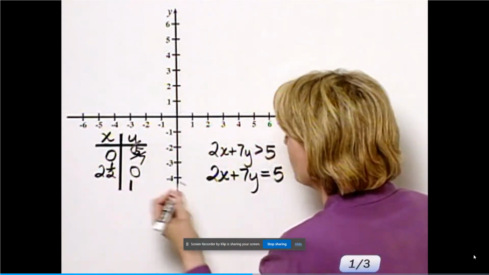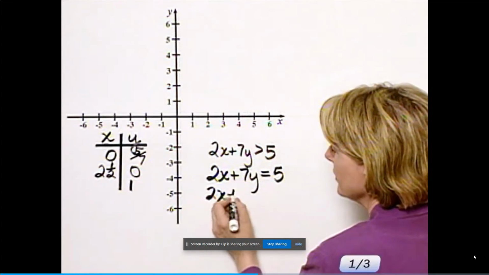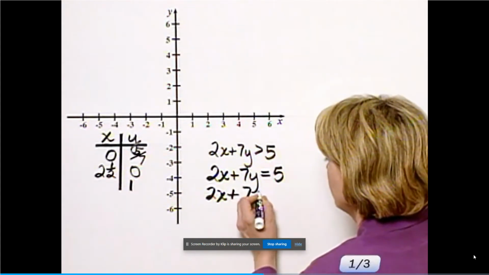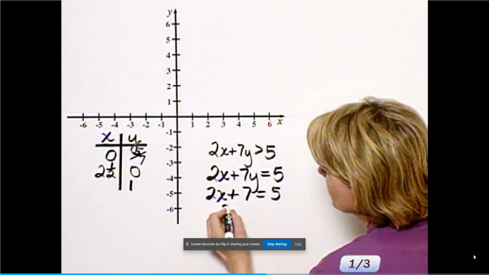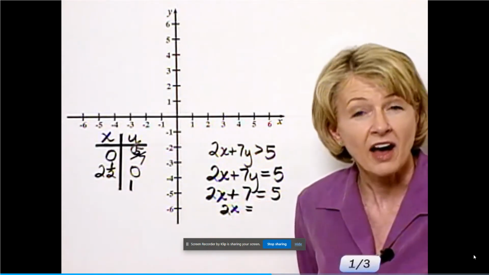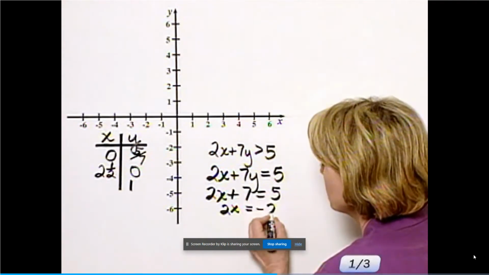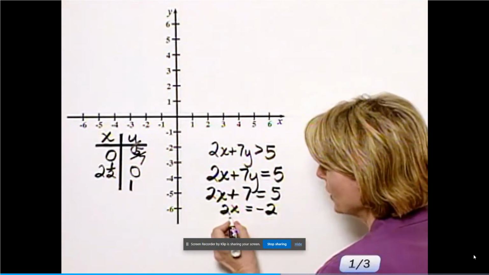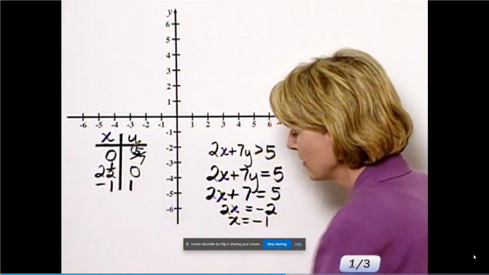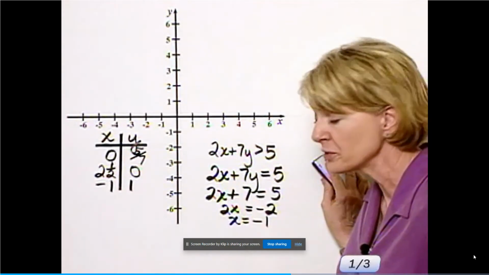And then let's just let y be 1. If y is 1, we better work this one out. 7 times 1 is 7, so 2x plus 7 is equal to 5. So 2x is equal to 5 minus 7. 5 minus 7 is -2. And divide both sides by 2, and we'll have x is -1. There we go. Let's plot these three ordered pair solutions.